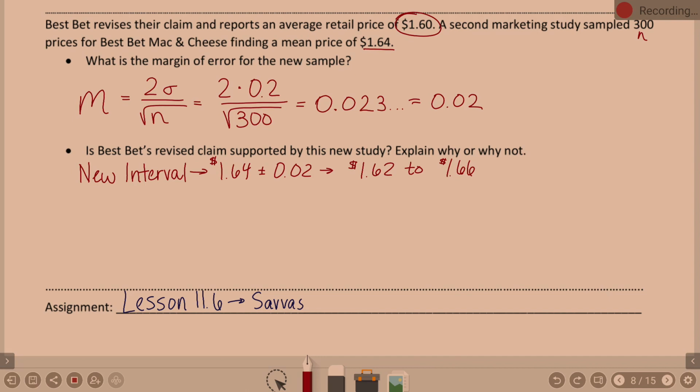There it lies. And not once, but twice. So no, $1.60 is not within the range of reasonable values.